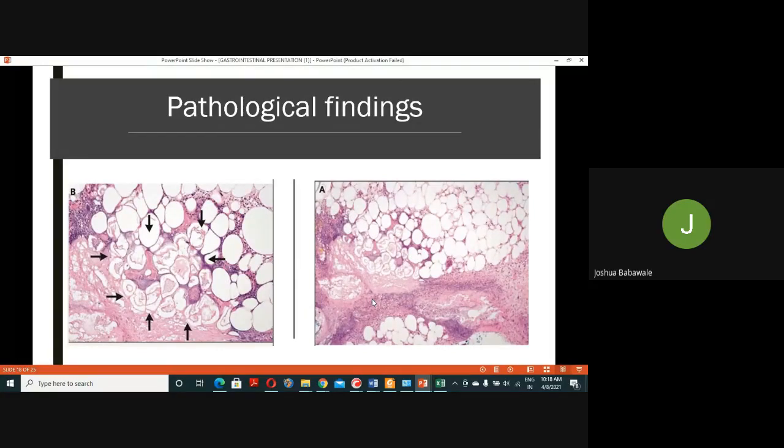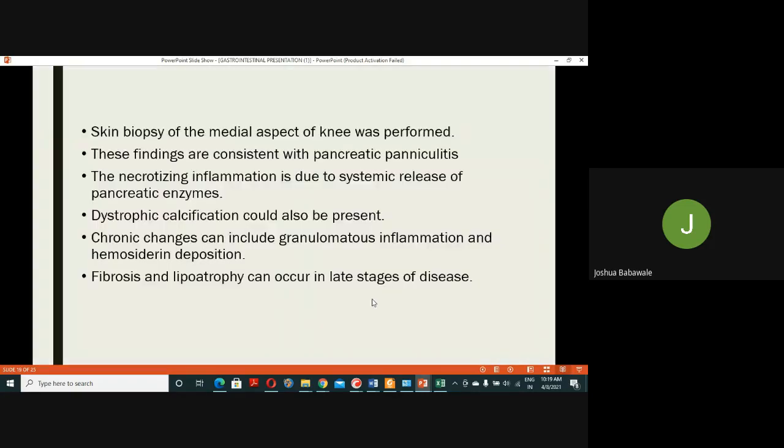So basically, I'm talking about the pathological findings of this patient. The skin biopsy in panel A, you can see this H&E stain, which reveals lobular panniculitis with marked fat necrosis and saponification. Whereas panel B reveals anucleate, necrotic adipocytes with basophilic cytoplasm, which are features of coagulative fat necrosis. Next.